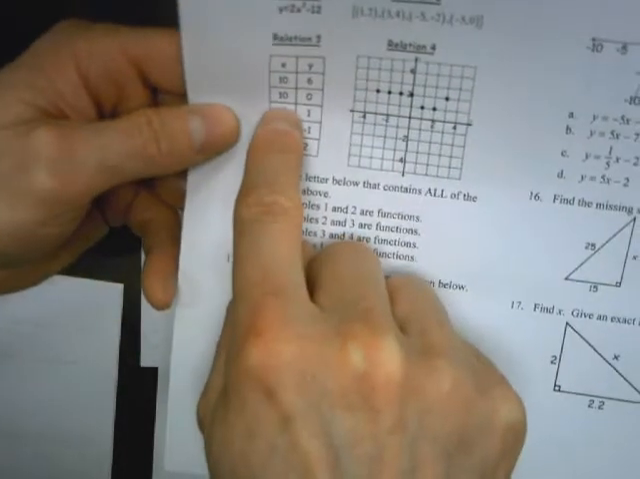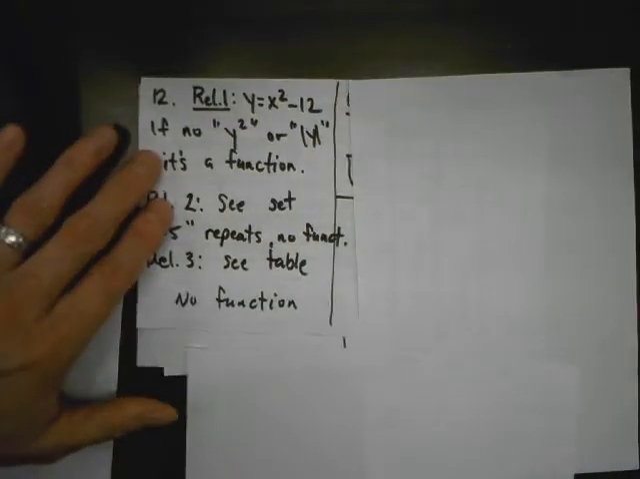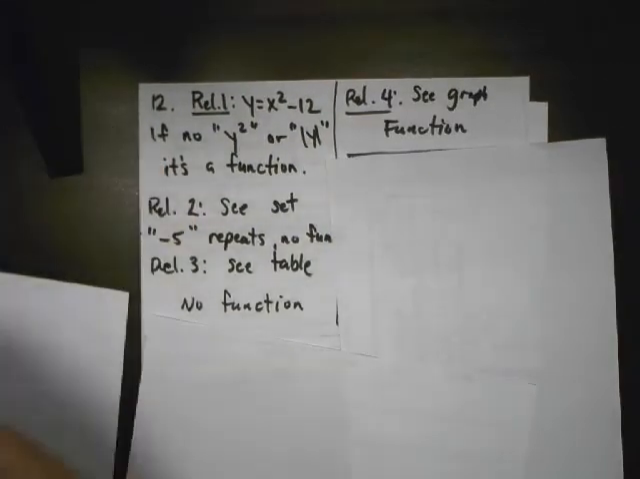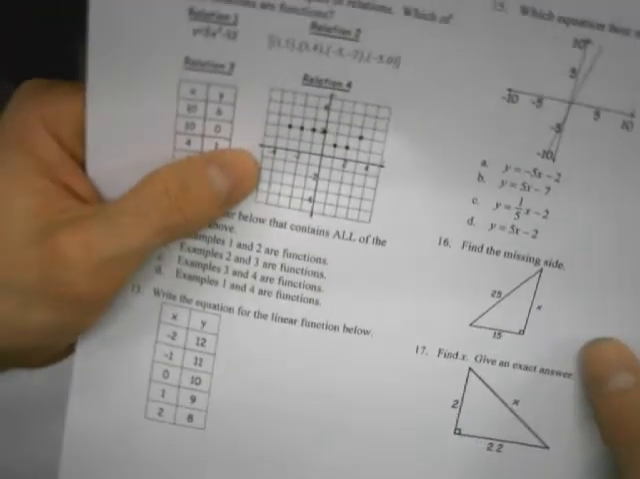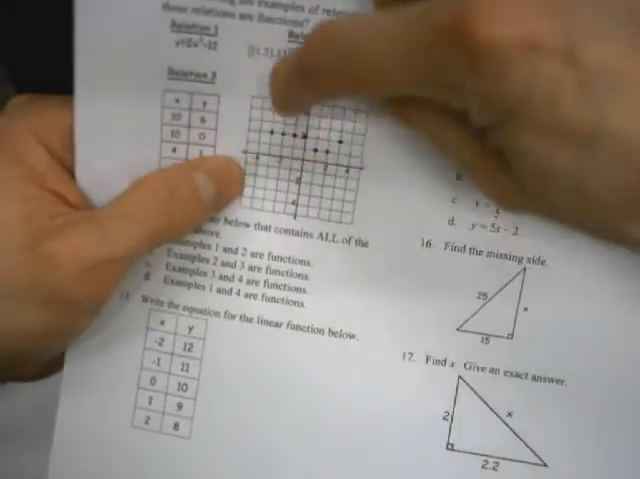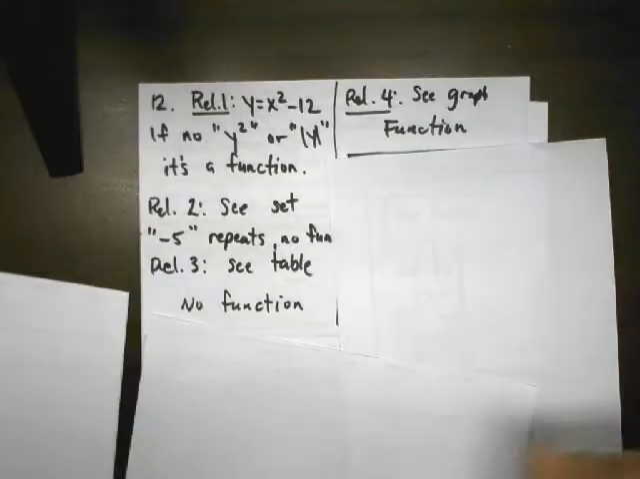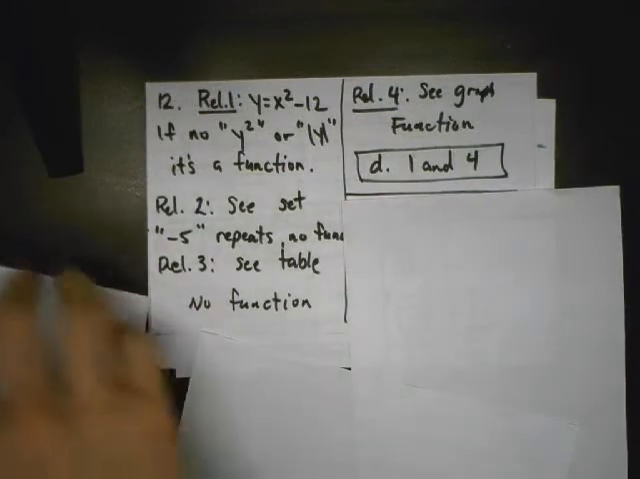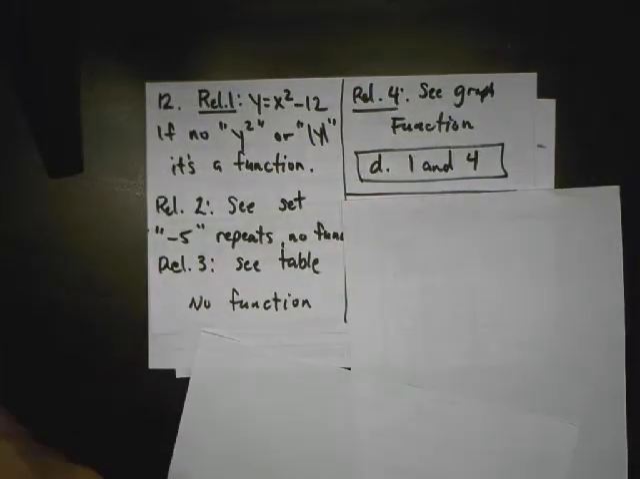Same thing. I'm looking at the table for relation 3, and I'm seeing that one of my x's repeats. X's repeat. It's not a function. Take a look at relation 4, and for relation 4, I see that we have a graph. And if I do the vertical line test, I don't hit any points more than 1, so that is a function. So my answer is 1 and 4 are functions.